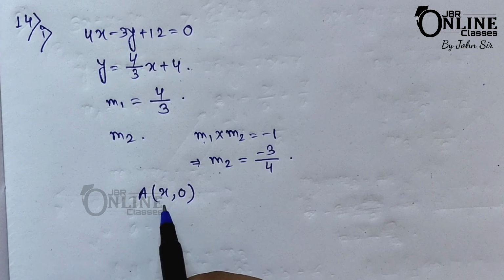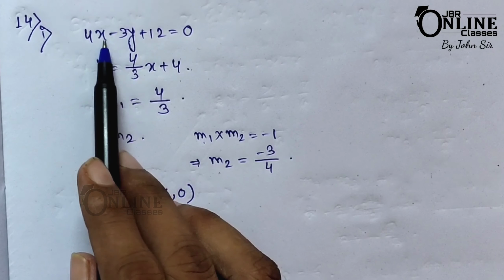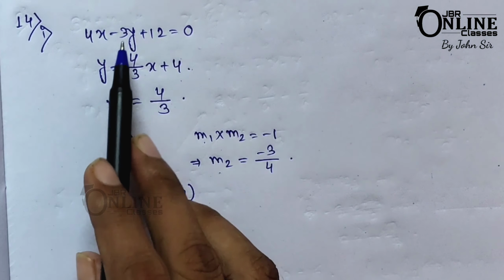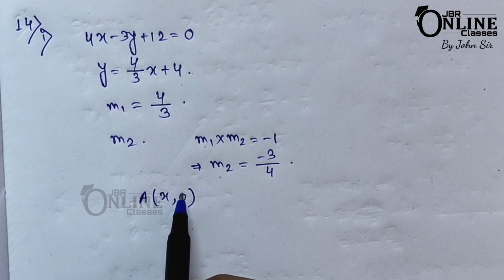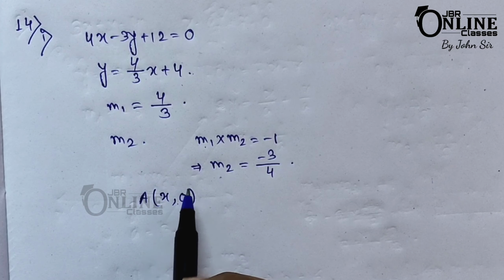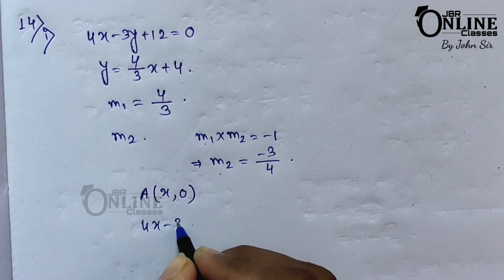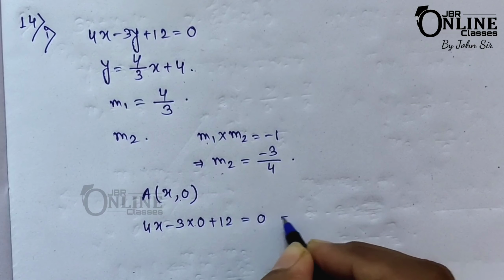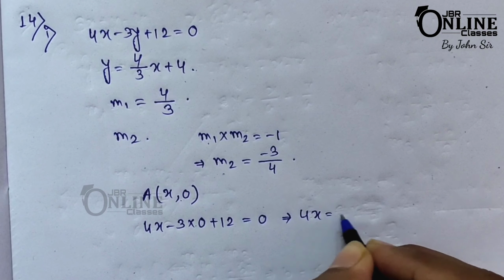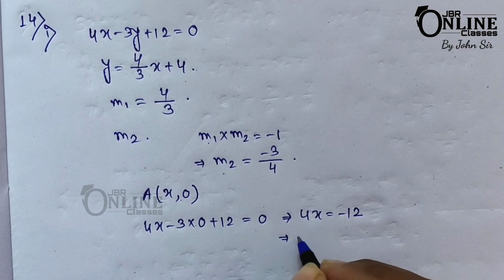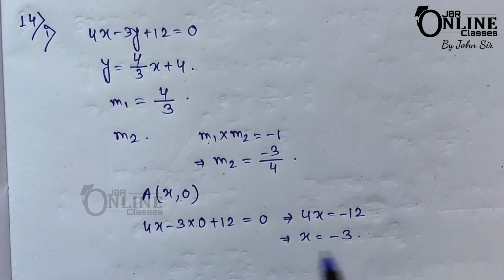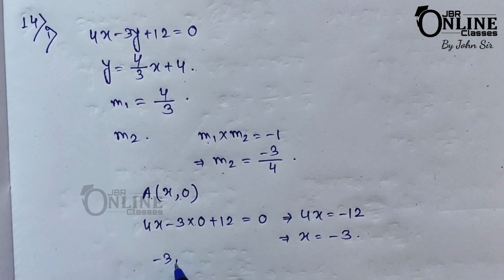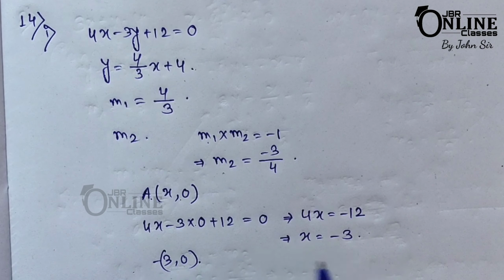Now to find the value of x, just put down this value in the equation of the line. If you put y equal to 0, then from that you will get the value of x. So 4x minus 3 into 0 plus 12 equal to 0. So from that equation 4x equal to minus 12 and then x equal to minus 3. So the coordinates of A will be minus 3 comma 0. Okay, so that is the first answer.